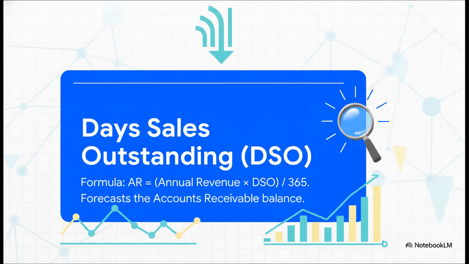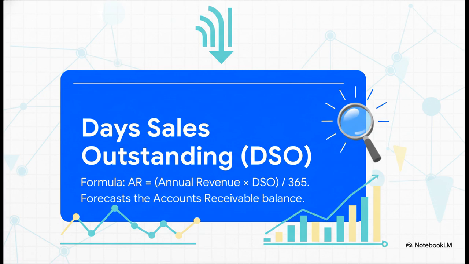Now, this is where the forecasting magic happens. We can actually flip the standard DSO formula around. So instead of using our sales to calculate our DSO, we can use a target DSO, say 60 days, to forecast what our accounts receivable balance is going to be. This is how you link an operational goal directly to a number on your future balance sheet.